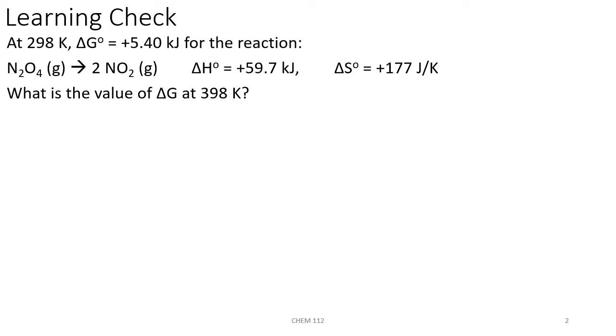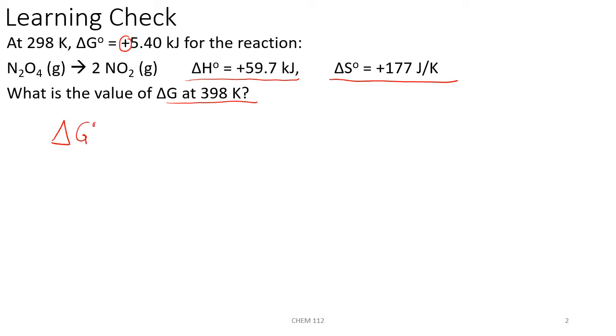At 298 Kelvin, the Gibbs free energy is equal to positive 5.40 kilojoules for the reaction N2O4 going to 2NO2. So at this temperature, the reaction is non-spontaneous because we have a positive value for our delta G. We're also given our enthalpy of 59.7 kilojoules and our entropy of 177 joules per Kelvin. What is the value of Gibbs free energy at 398 Kelvin? So now at a different temperature.